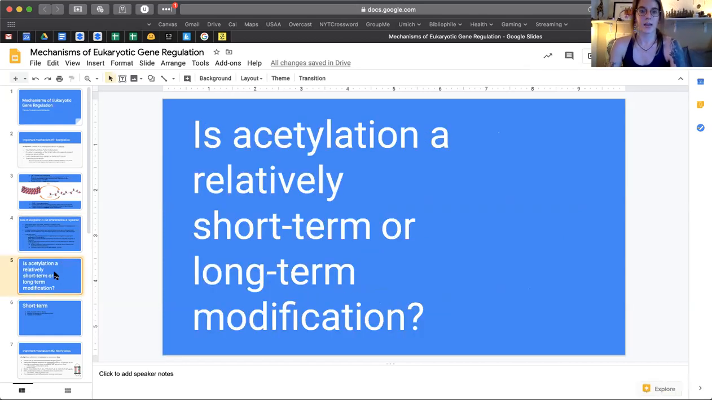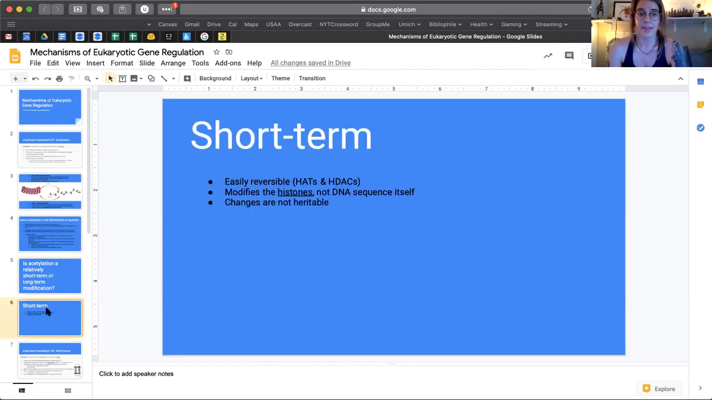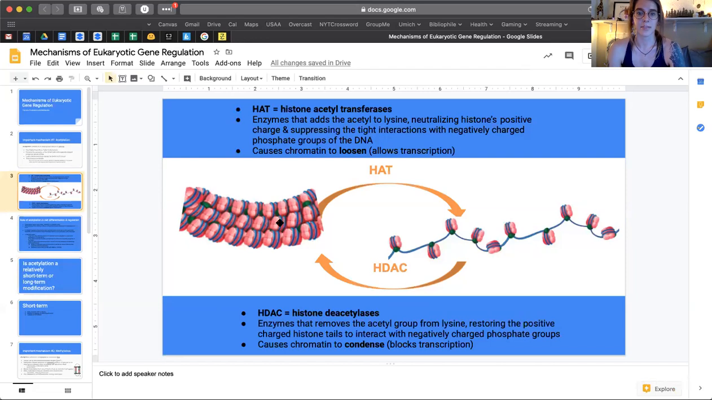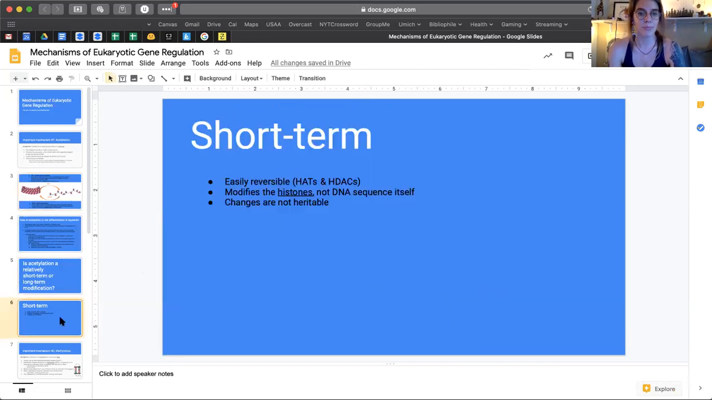Okay, so we can try to think, is acetylation a relatively short-term or long-term modification? And hopefully you can identify that this will be a short-term modification. And you could see that because we saw that the process was really easily reversible. We have these enzymes that can add the acetyl group, and then just as easily we can take it away and we don't need it anymore.